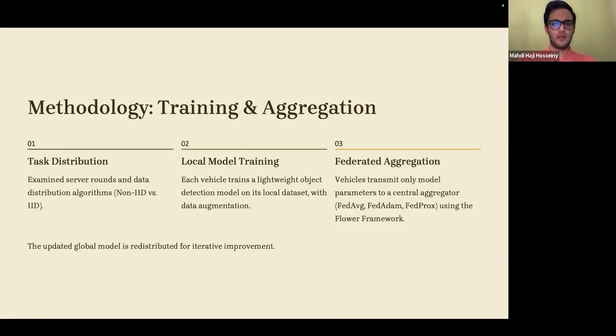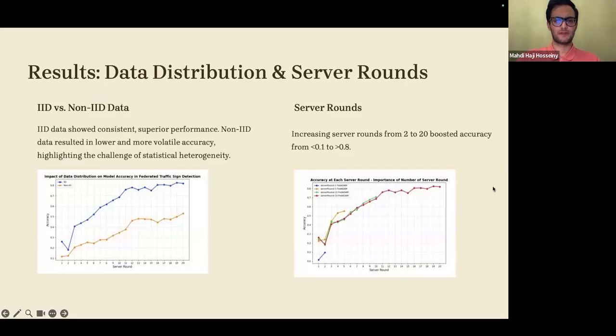experimented. For example, in our experiment, we examine task distribution, a local model training hyperparameter, and also the federated aggregation strategy for the server. So let's go through the results.